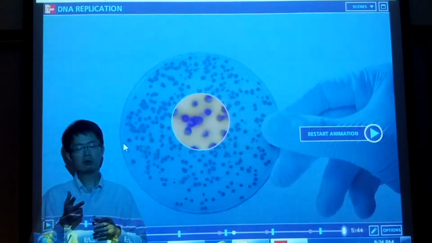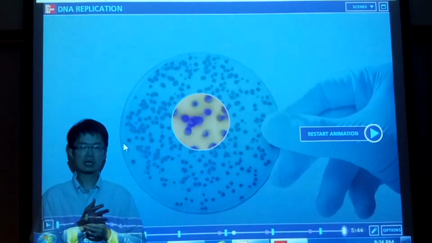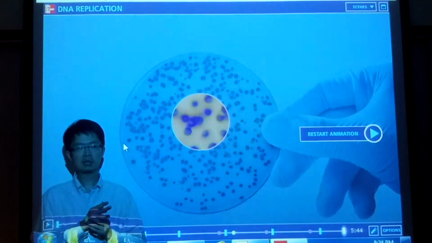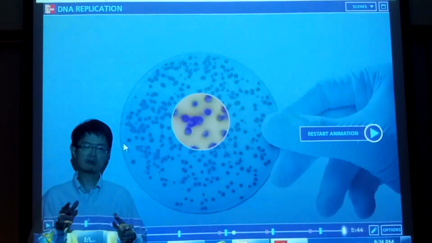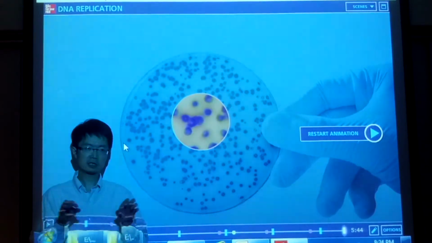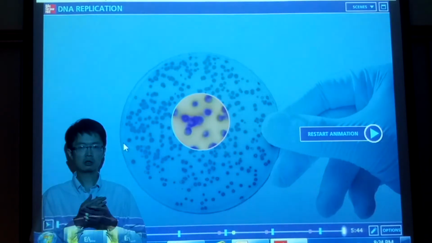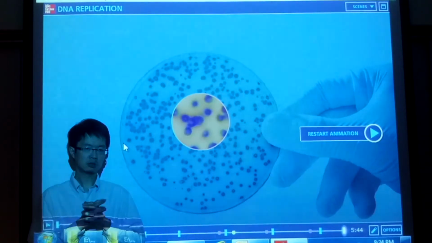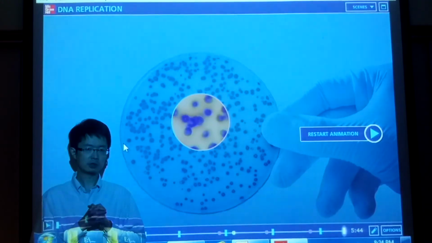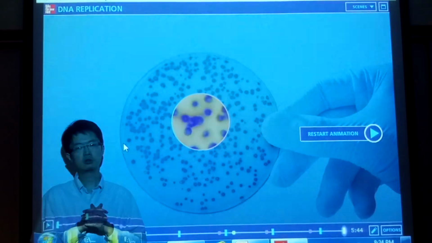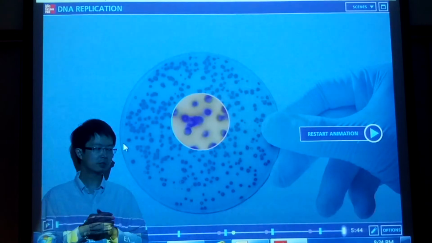The third one I want you to know is called DNA ligase. It is the enzyme that seals up the Okazaki fragment, meaning that it connects the fragments of DNA into a continuous chain. So these will be the three enzymes that I want you to know about DNA replication.